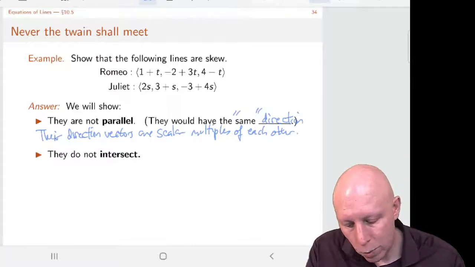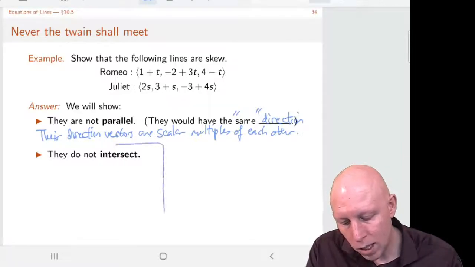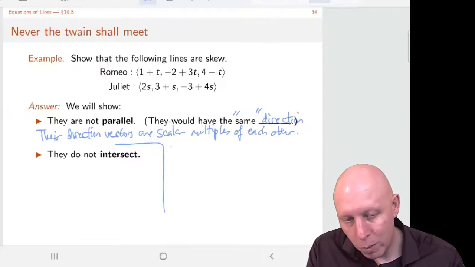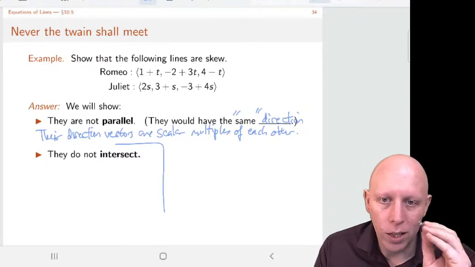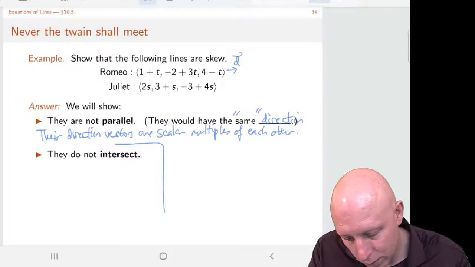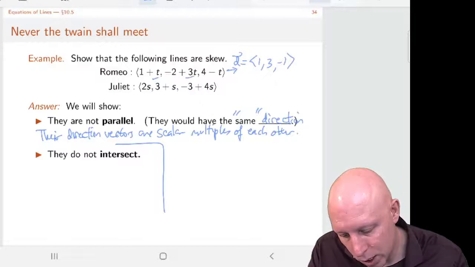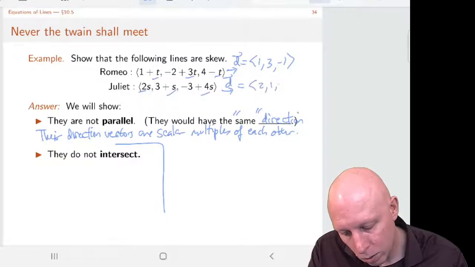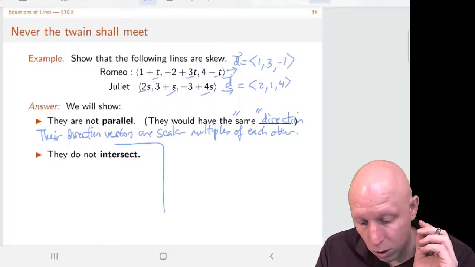Okay, so we need to then read off what the scalar multiples are of the two pieces. So we have to read off the direction vectors. Remember, we read off the direction vectors by looking at the coefficients. So the direction vector here is going to be 1, 3, -1. We're reading off the coefficients of the t's. In the second, the direction vector is 2, 1, 4. So, are those multiples of each other?